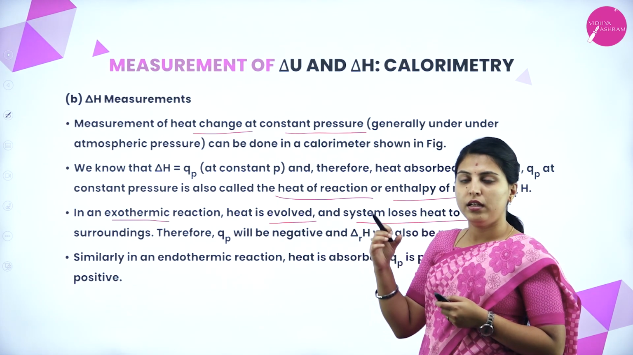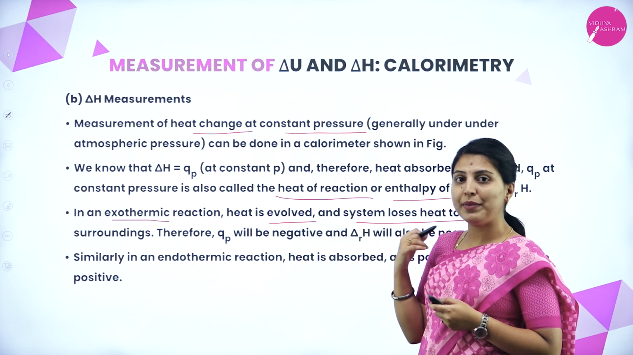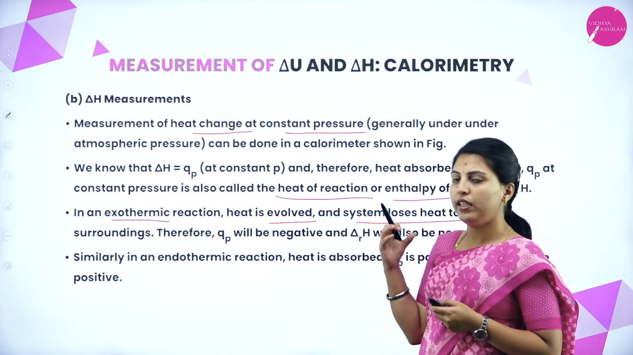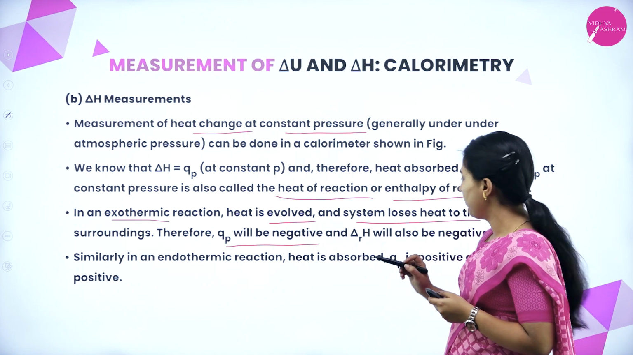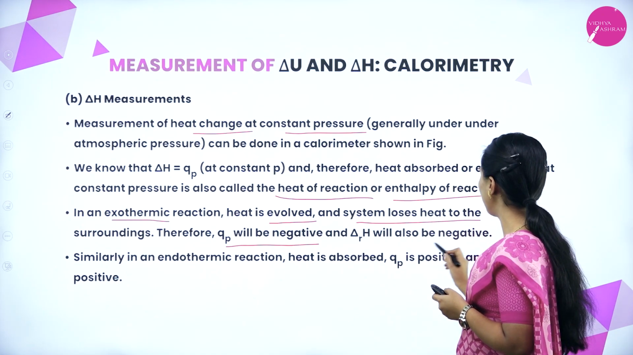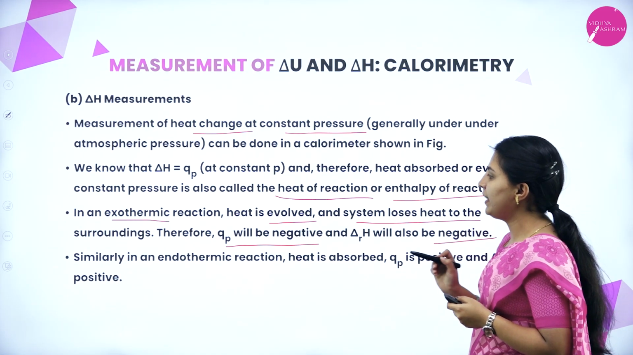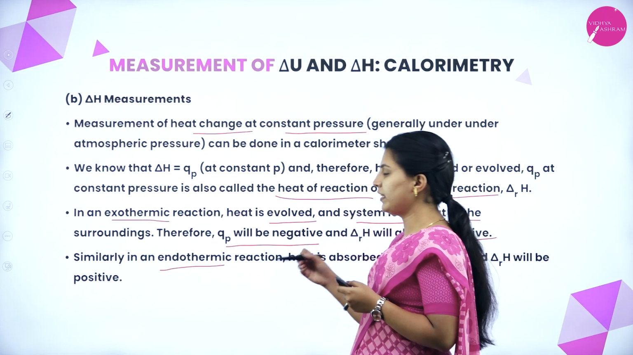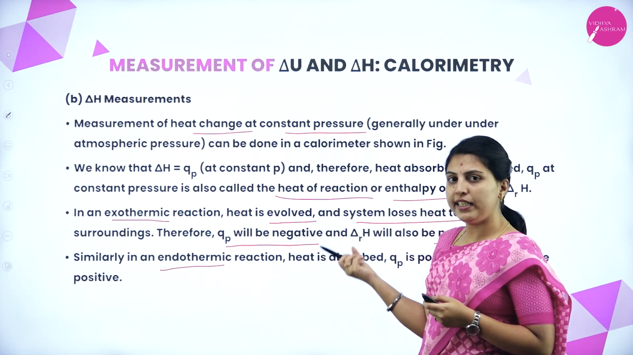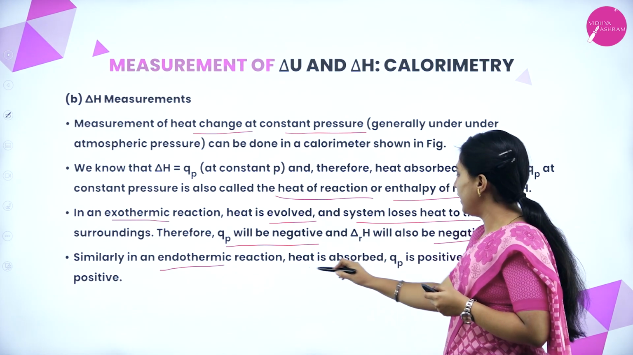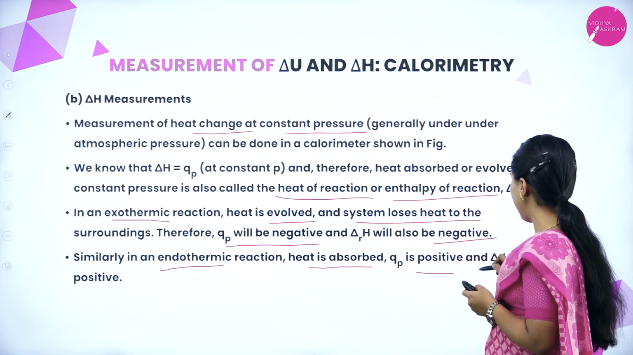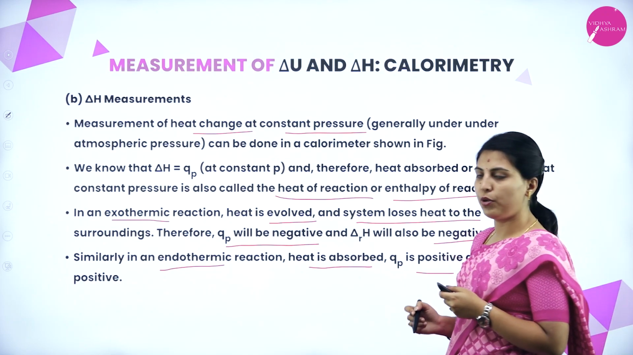From the system, the heat will be liberated to the surroundings, meaning the system will lose some of its heat. Qp will be negative, and enthalpy will also be negative. Similarly, in an endothermic process, endo means inside, therm means heat: the heat is absorbed by the system from the surroundings. Heat is absorbed, Qp is positive and delta H will also be positive.